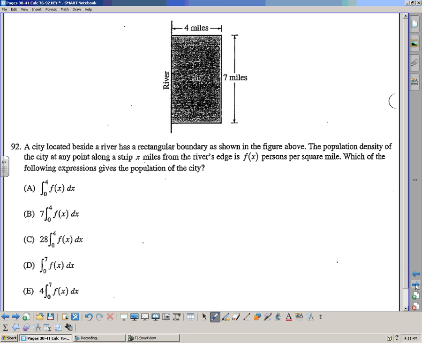Last but not least, number 92. A city located beside a river has a rectangular boundary, as shown in the figure above. The population density of the city at any point along a strip x miles from the river's edge is f of x persons per square mile. So this is people per mile squared. And it says, which of the following expressions give the population of the city? This is kind of an awkward question.